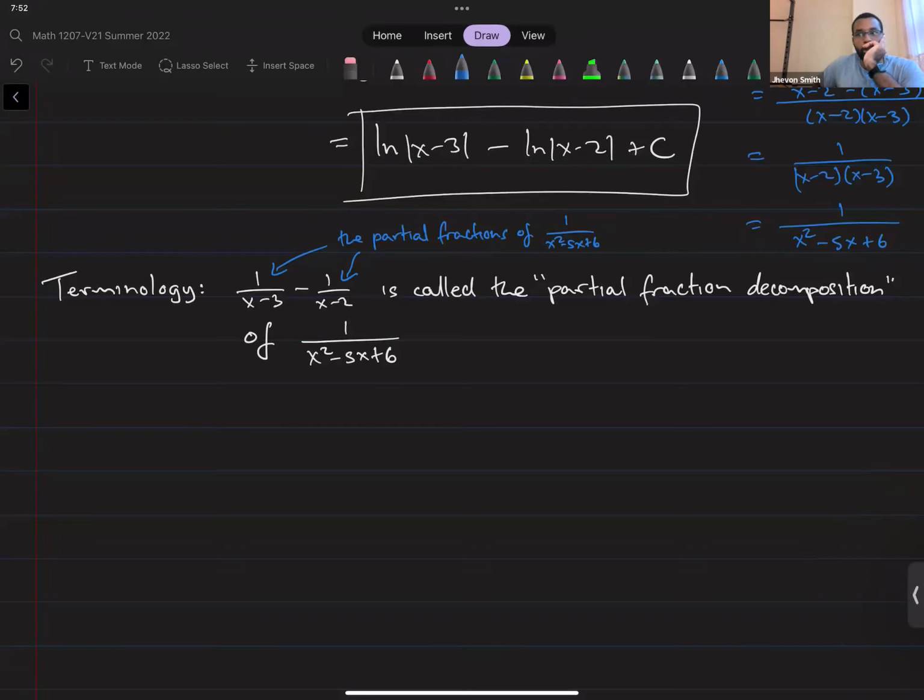So you find a bunch of small fractions that are simplified as much as possible that make up the big fraction, you say you found the partial fractions. And once you can write this as a sum in the right way, you say you found the partial fractions decomposition, okay?